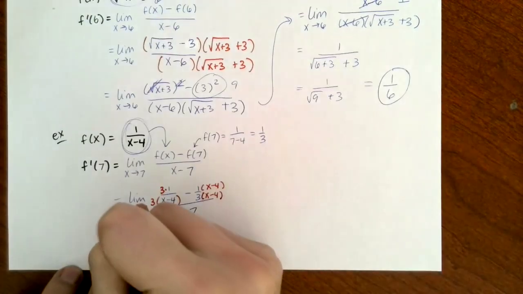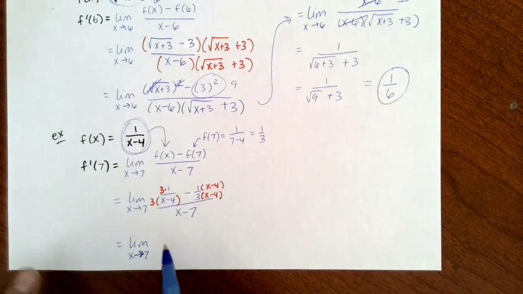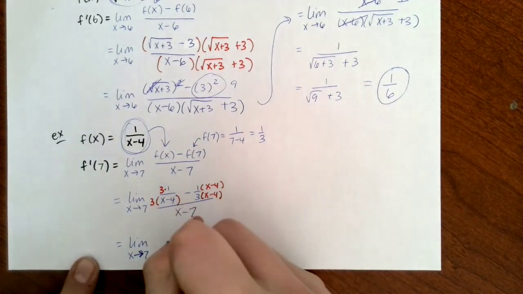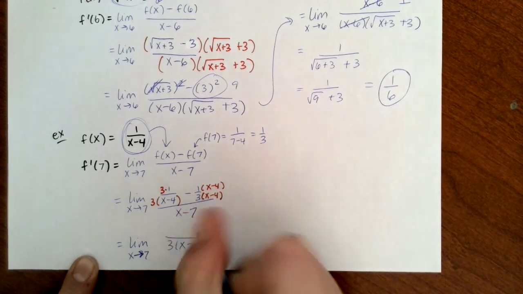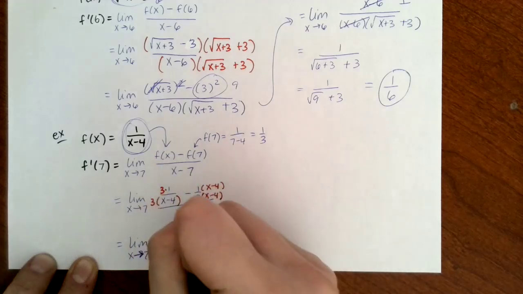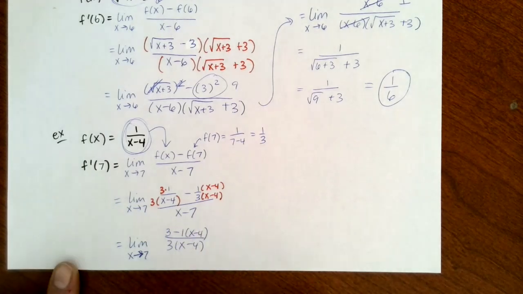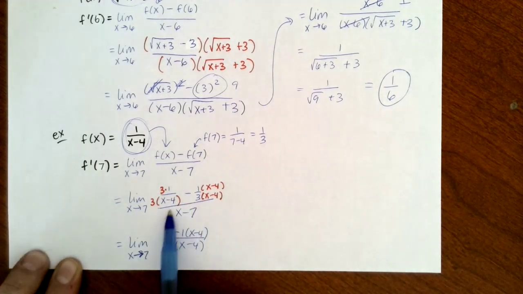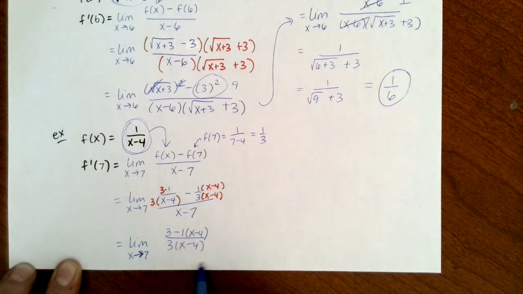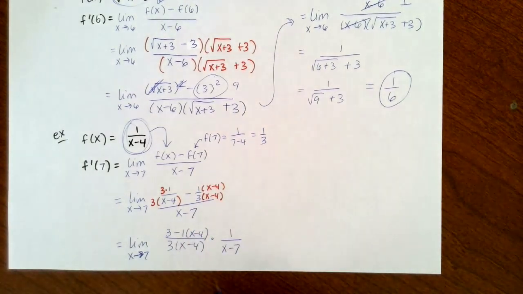And what that gives me, oh, there we go. All right, so we have 3 times x minus 4 as the common denominator. And across the top, I have 3 minus 1 times x minus 4. So in the next step, I'm going to distribute this minus 1 into those parentheses. I also have this x minus 7, so I could write all of this over x minus 7, or I can write it off on the side as 1 over x minus 7. So divided by x minus 7 is the same as times 1 over x minus 7.